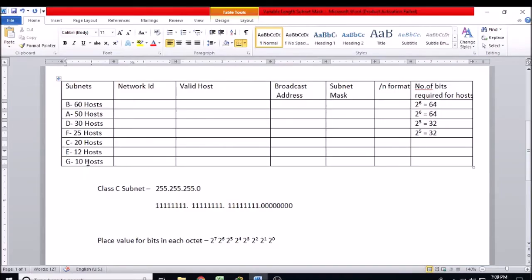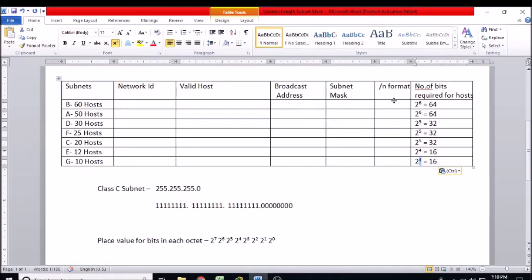The next one is going to be C, 20 hosts, right? So 20 hosts again is going to remain the same. 2 power 5 is equal to 32, right? And for E it is going to be 12 hosts. 2 power 4 will give you 16, right? So we can go with 2 power 4, which is equal to 16. And for G it is 10 hosts. Again it is the same as E subnet. So we need 2 power 4. That means we need only 4 bits for the host. The remaining bits we can take for the subnetting.